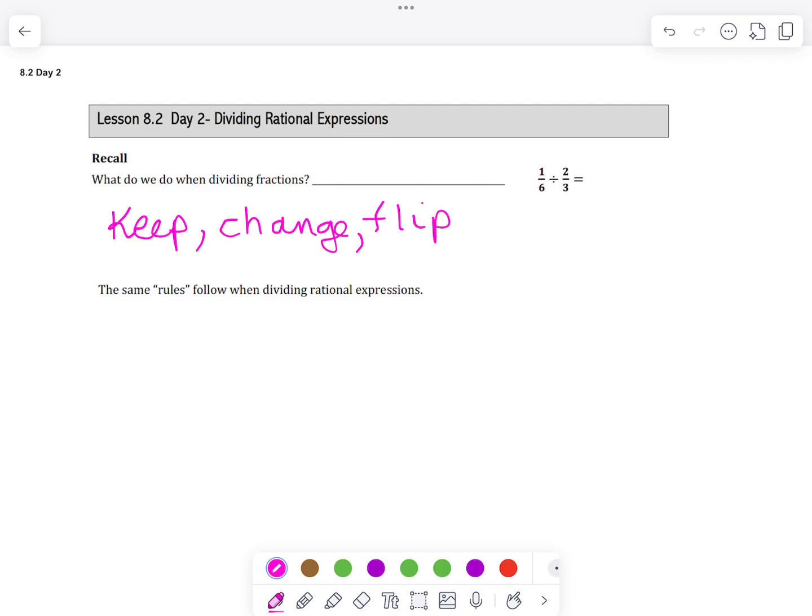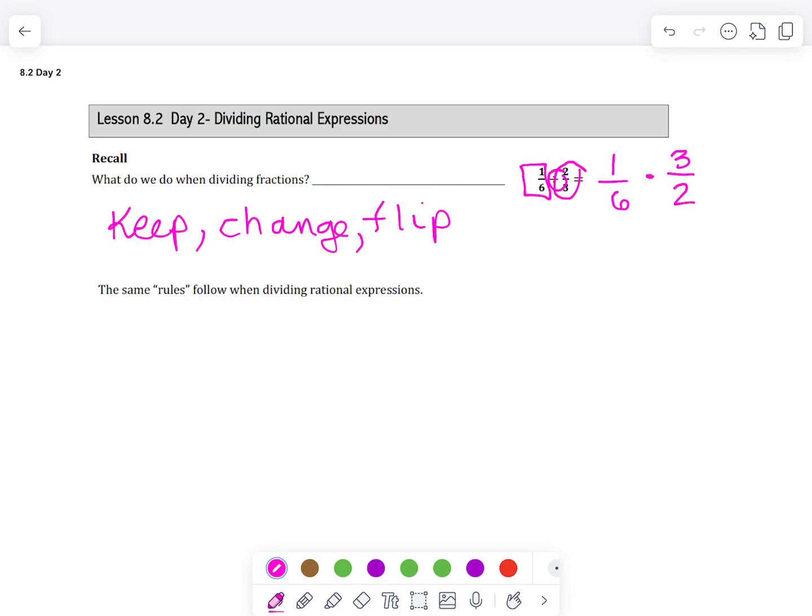So here's an example where we keep the 1/6, then we change the division symbol to multiplication, and then we flip the second fraction. And then we go ahead and multiply across.